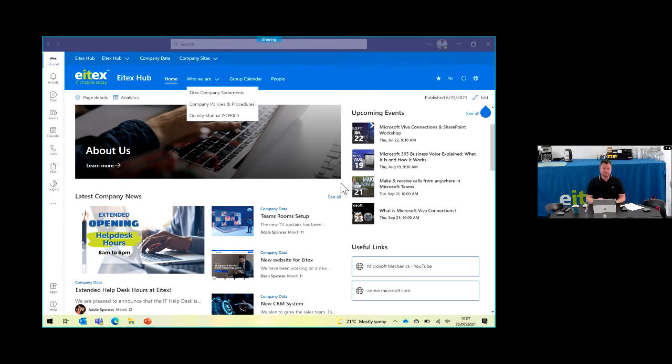iText can help you with that. So again, if you're already using SharePoint, or if you wanted to get started with SharePoint, we will look at your SharePoint infrastructure and we will make a hub site for you.